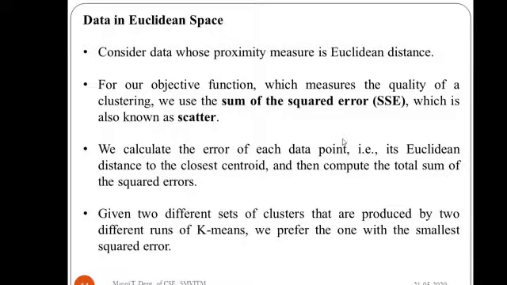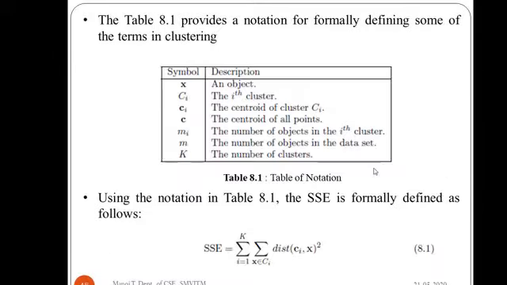We calculate the error for each data point, that is the Euclidean distance to the closest centroid, then compute the total sum of squared errors. Given two different sets of clusters produced by two different runs of K-means, we prefer the one with the smallest squared error. It is very simple. Squared error means you compute the actual centroid, and for whatever point you have, you take the difference and square it. That is the sum of squared error.